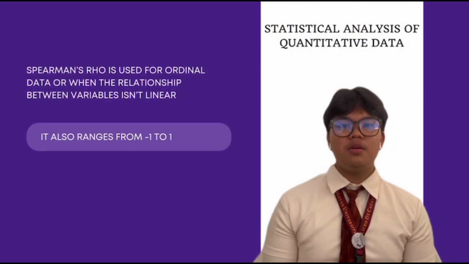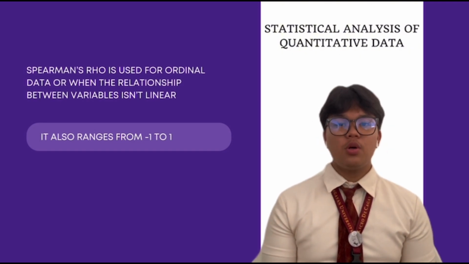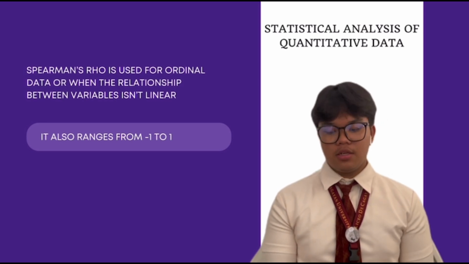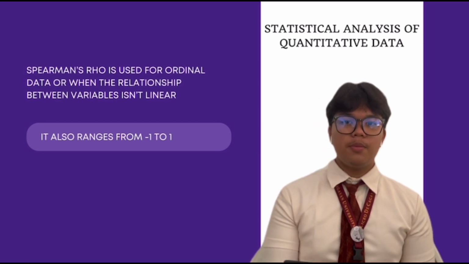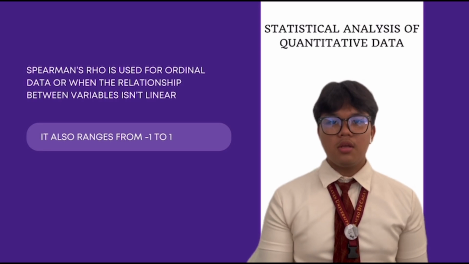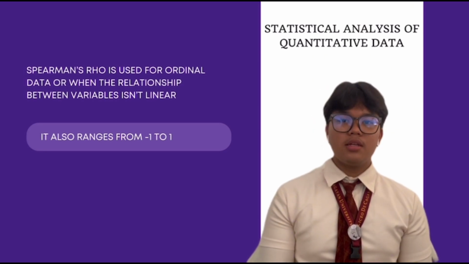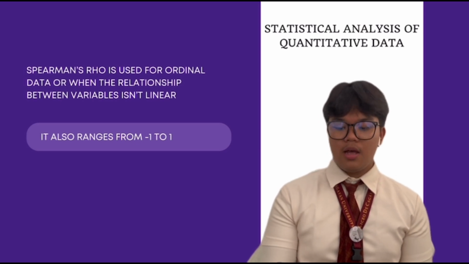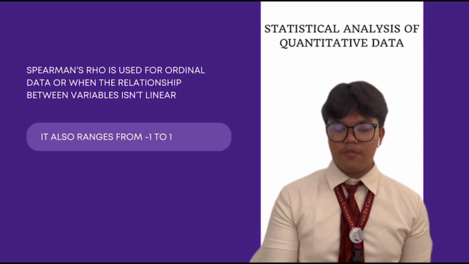We also have Spearman's rho, which is used for ordinal data or when the relationship between variables isn't linear. It also ranges from -1 to 1. For example, if you're ranking students in order of preference, Spearman's rho can help us understand the strength of that ranking.